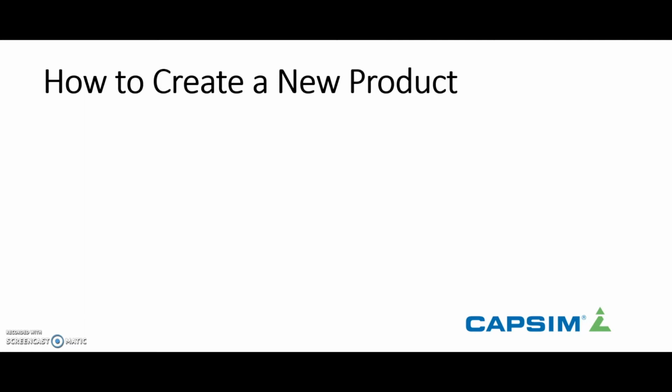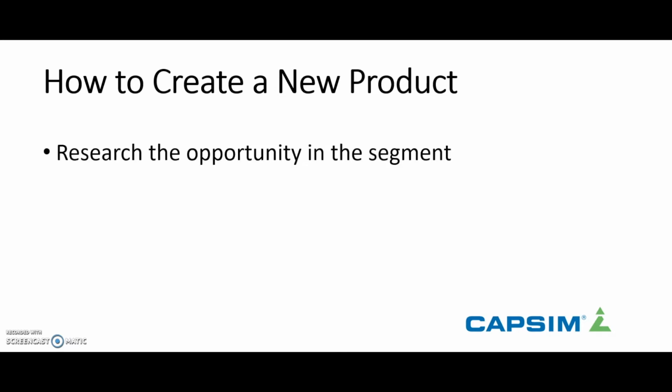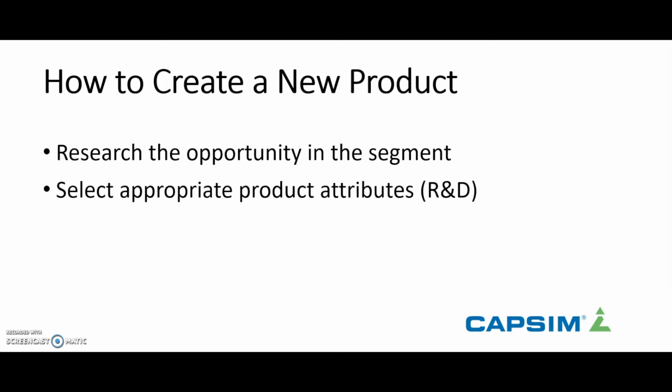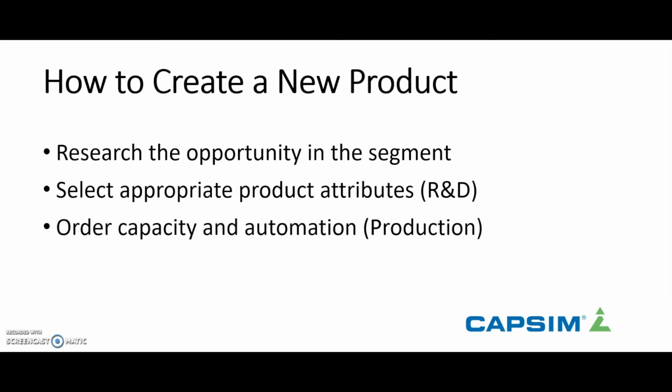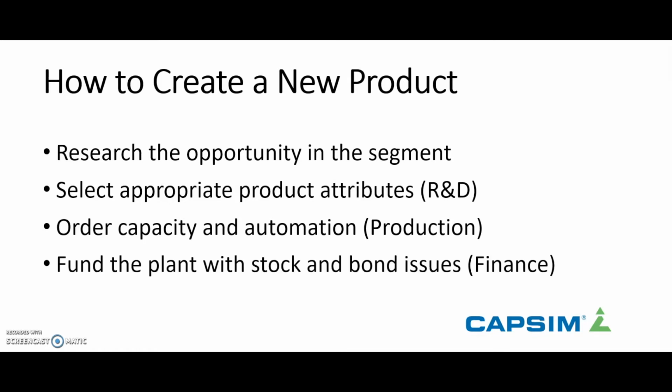In this video, we're going to talk about how to create a new product. Now, there are four main things that we want to teach you guys. The first one is to research the opportunity in the segment. The second is select the appropriate product attributes, and this is done in research and development, or R&D. The third one is order capacity and automation. This is crucial. We'll talk about it later. And the last one is fund the plant with stock and bond issues.